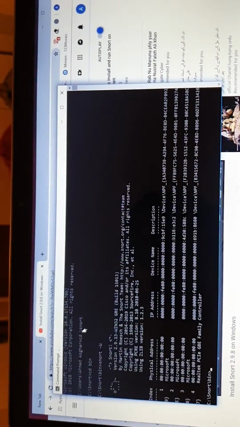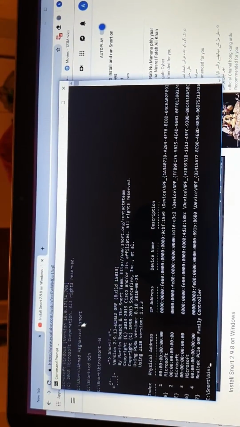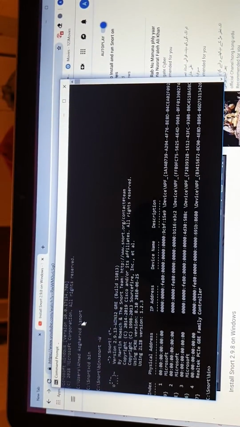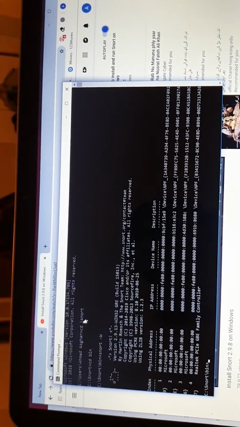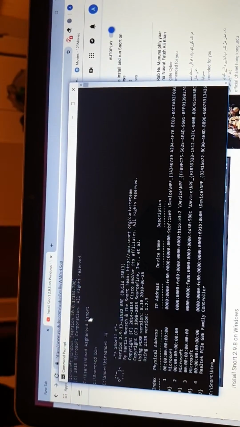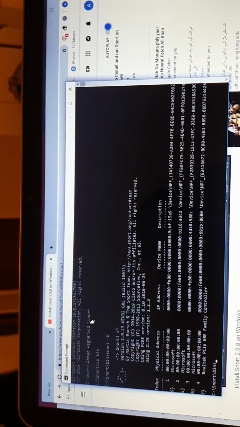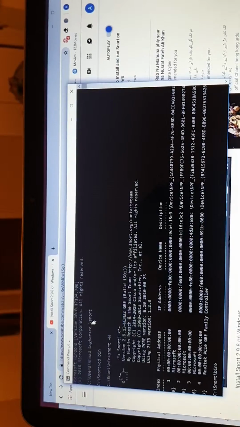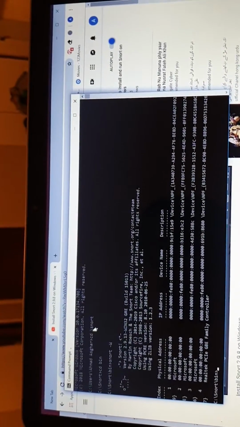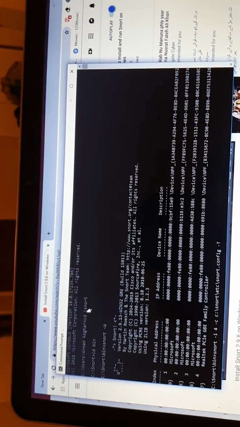Now if you want to know which network you are connected to and how many interfaces there are, you need to type the command snort minus capital W. It will run for about 2 to 3 minutes, then it will return 3 to 4 interfaces or networks. If you are using a virtual machine, you should probably get five physical addresses.